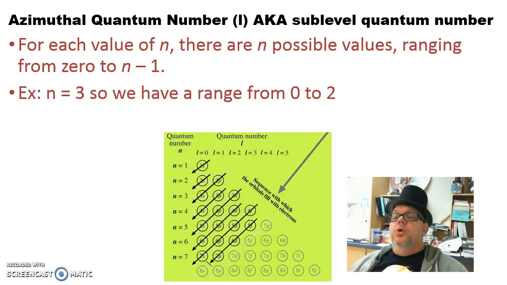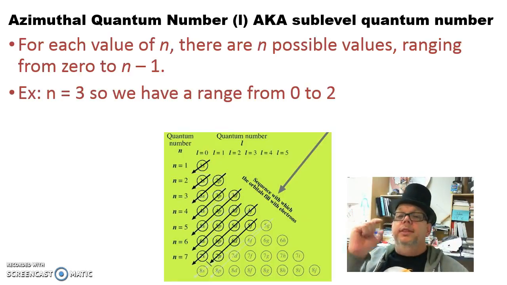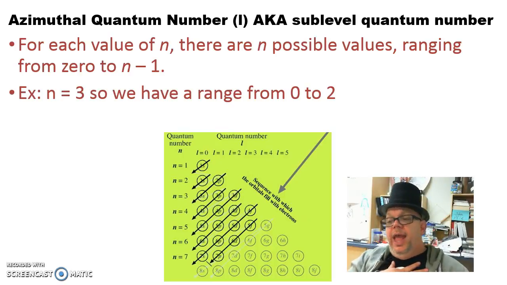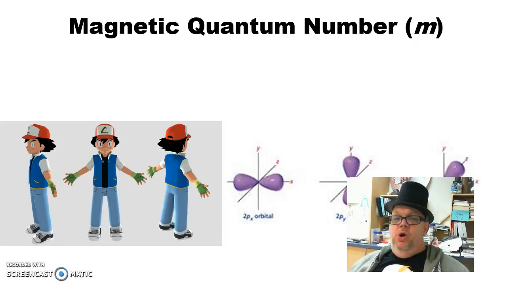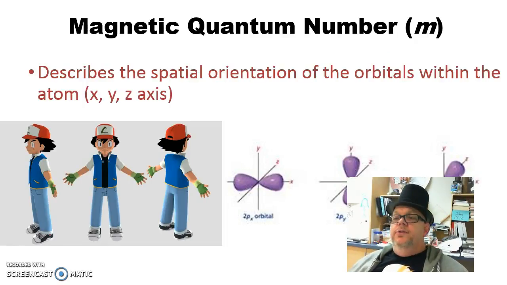So, n is our principal energy level. There's level 1, level 2, level 3, level 4. Then you have the azimuthal quantum number, also known as the sublevel quantum number. I like to use the letters S, P, D, and F. Those are the ones. Or is there a G and an H? Yeah, but we're not worried about that. Now, what about the magnetic quantum number? That's m. If you notice, it talks about the spatial orientation.